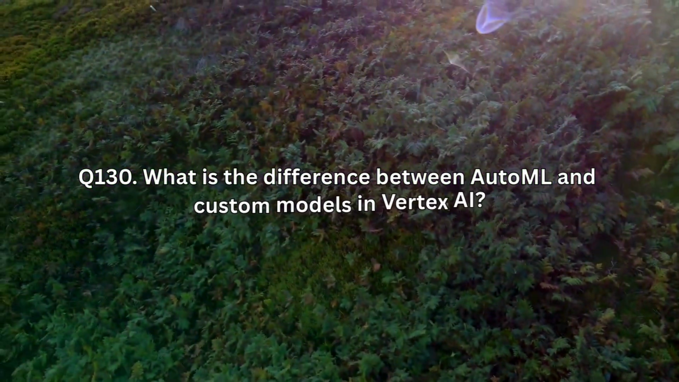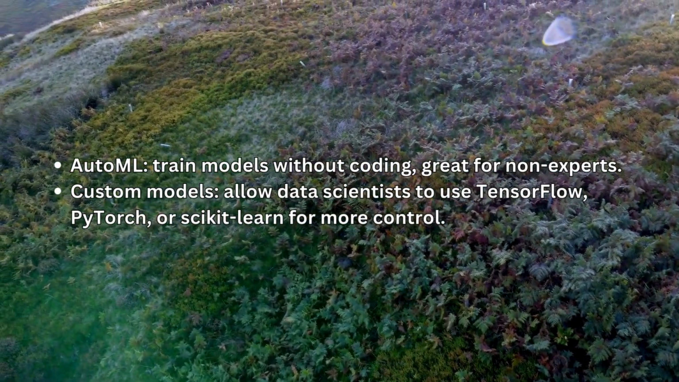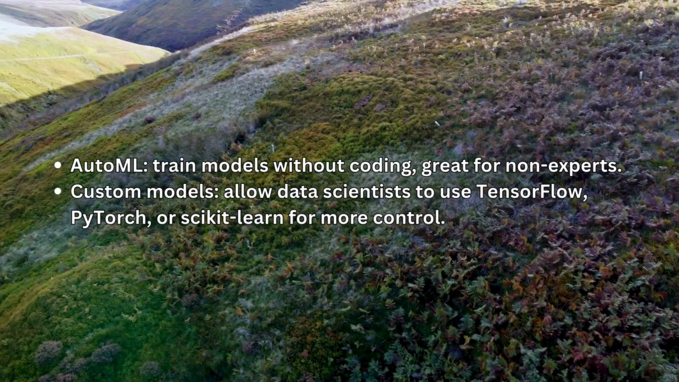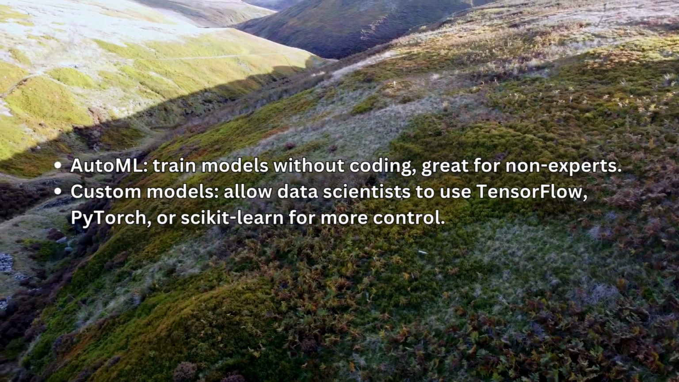What is the difference between AutoML and custom models in Vertex AI? AutoML: train models without coding, great for non-experts. Custom models: allow data scientists to use TensorFlow, PyTorch, or scikit-learn for more control.